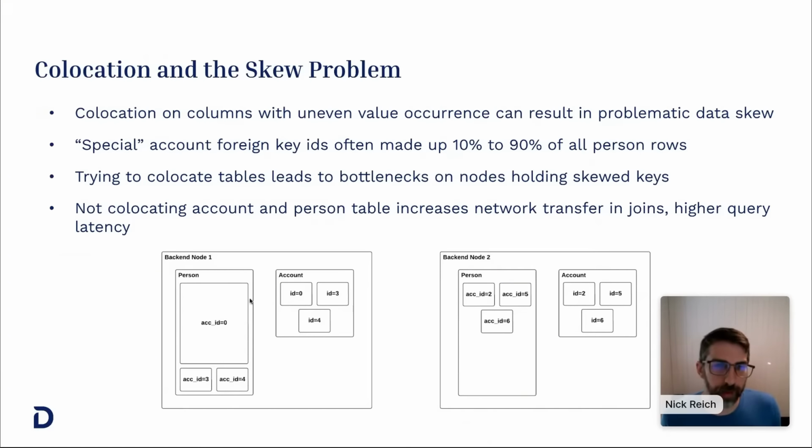Meaning that there's way more data on this backend node 1 for the IDs that it contains than on backend node 2 with IDs that are more evenly distributed in size. And so your query would end up getting bottlenecked on this backend node 1, having to process all of this account ID 0 data. And so in some cases, we did have to move away from colocation until we solved that skew problem.